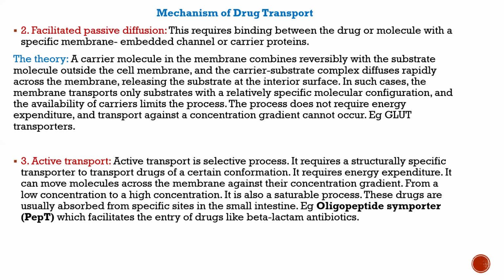A specific transporter can maneuver the whole process and transport this drug. Because it requires energy expenditure, in the form of ATP, it can work against the concentration gradient instead of the normal flow from higher concentration to lower concentration. It can transport from a low concentration to a high concentration. So these are the three mechanisms of drug transport.